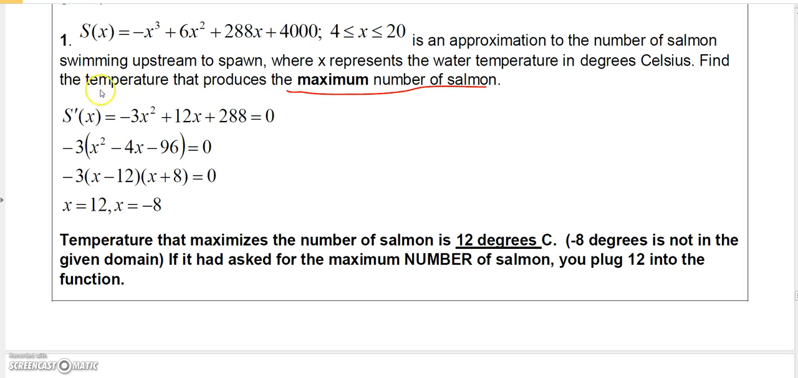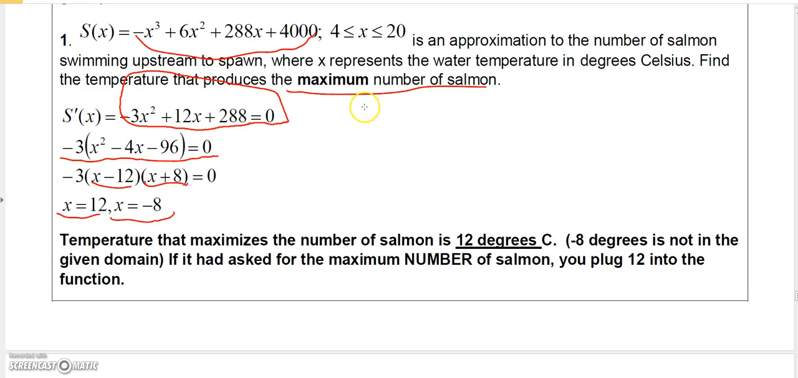So take the derivative of this function, and I get minus 3x squared plus 12x plus 288, and then set it equal to 0. Just take the derivative, set it equal to 0, and then you can factor a negative 3 out, and you get negative 3 times x squared minus 4x minus 96. Then factor that into x minus 12 and x plus 8, and set these two factors equal to 0, and you get x equals 12 or x equals negative 8.